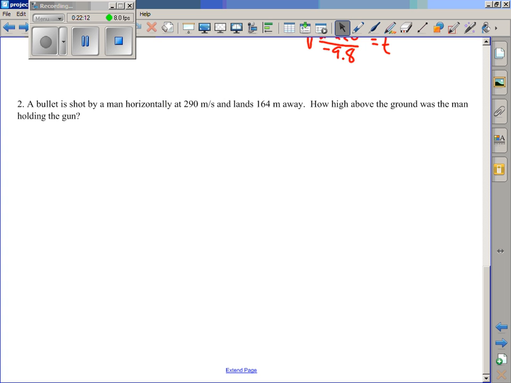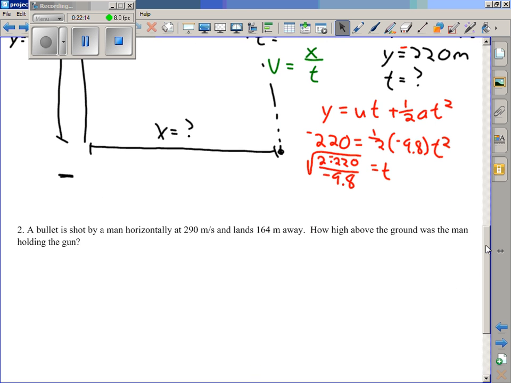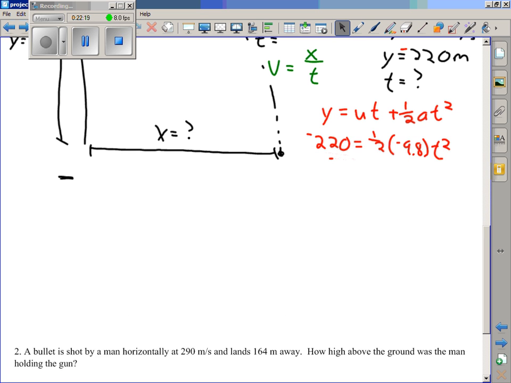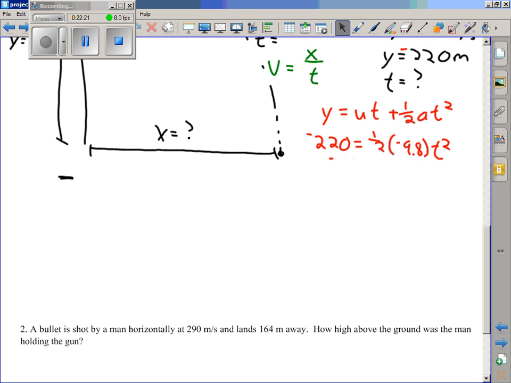I think I skipped steps. Right? Well, let's not do that. I apologize. Delete. Give me more space. All right. So now I'm going to have to divide both sides by 1/2 of 9.8, right? To get t squared by itself. So I have negative 220 divided by 1/2 times 9.8 equals t squared. Everybody see that? Why is it negative 220?